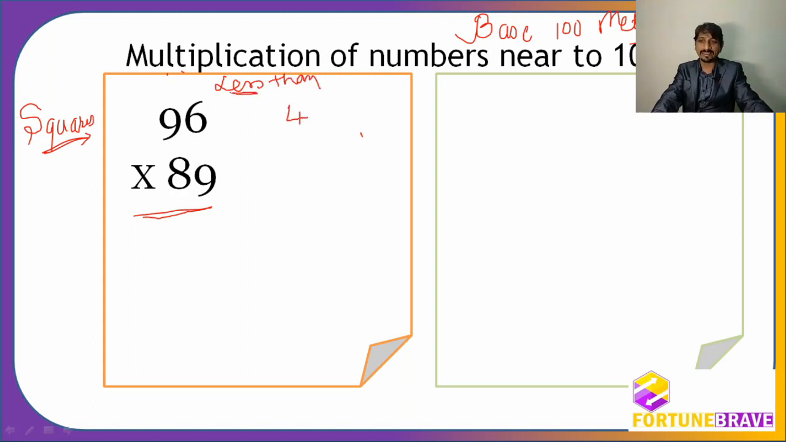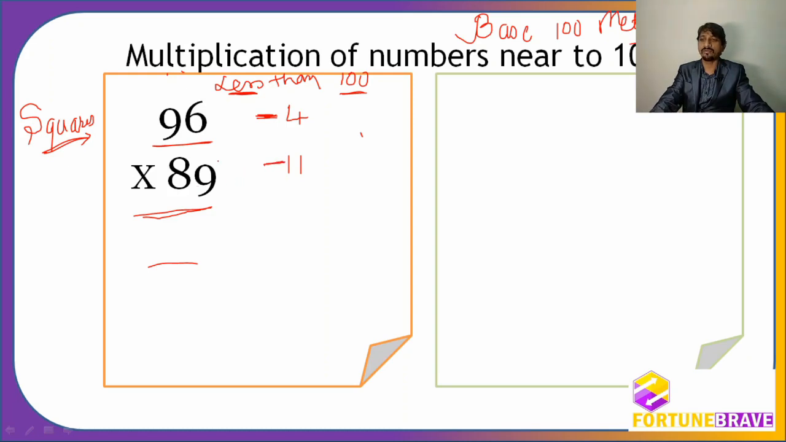Less than 100. How much is it less than 100 or more than 100? That is 4 less than 100, so I am writing minus 4. This is how much? Minus 11. This is 11 less than 100. Understand this? You have to see how much the number is less than 100. This is 4 less than 100, so I am writing minus 4. This is 11 less than 100, so I am writing minus 11.